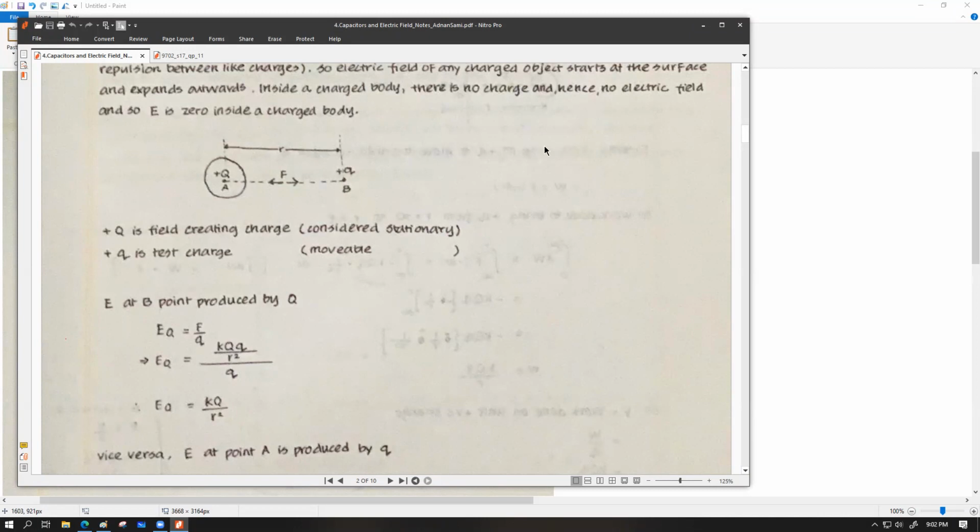Can you repeat this again? From where? From why it cannot leave the surface. The electrons cannot leave the surface because of the effect of two forces. I mean, why should the electrons be located at the surface? That's what I'm trying to get at.